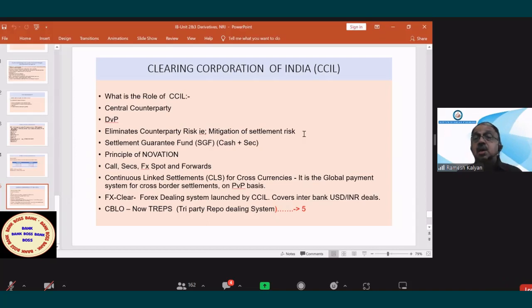Next question. From where does CCIL get money for making the settlement? Because you have not paid, they have a fund known as the Settlement Guarantee Fund. This is comprised of cash and other securities. Intentionally, no bank will not pay because of liquidity or something, because their name in the market will be destroyed.